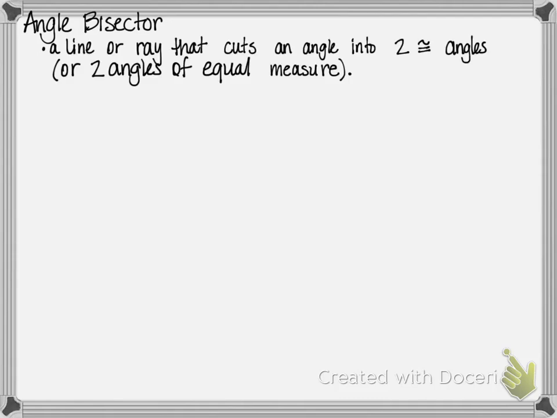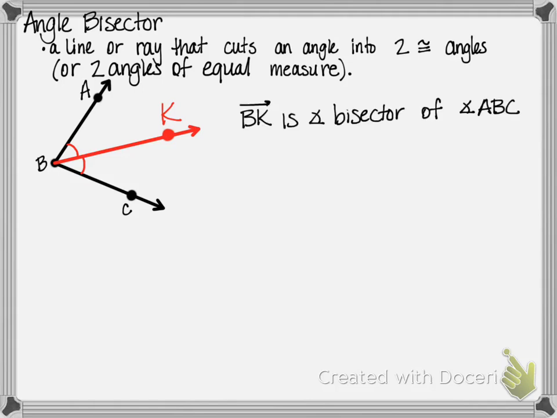Let's look at the next concept, which is angle bisector, and briefly review what an angle bisector is. An angle bisector can be a line or a ray that cuts an angle into two congruent angles, meaning two angles of equal measure. So if we take an angle, in this case angle ABC, and we put in the ray BK such that we have two congruent angles, or two angles of equal measure, we say that BK, the ray BK, is an angle bisector because those angles that it's been cut into are equal in measure.